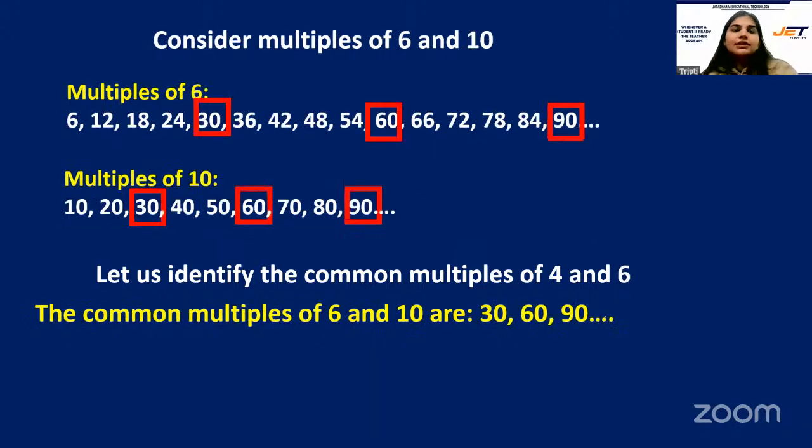Next one, consider multiples of 6 and 10. So first we will find the common multiples of 6. We'll find the common multiples of 10. And then what we are going to do is find the least common multiple, LCM. LCM is 30. Smallest common multiple is 30.